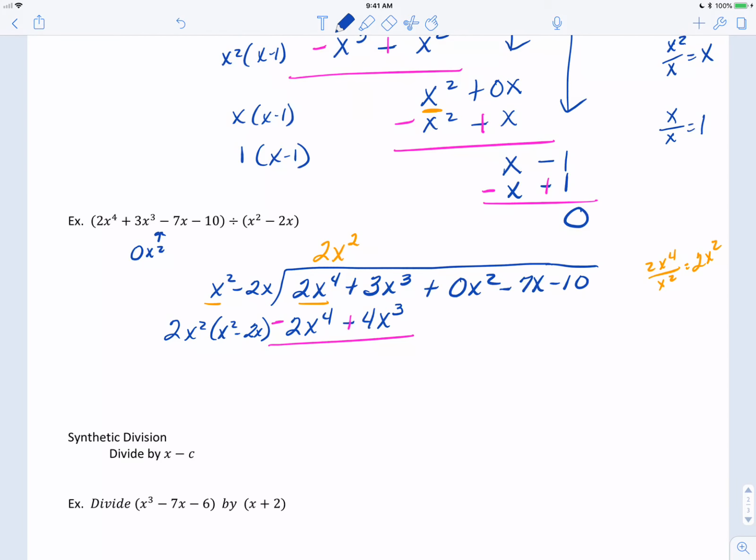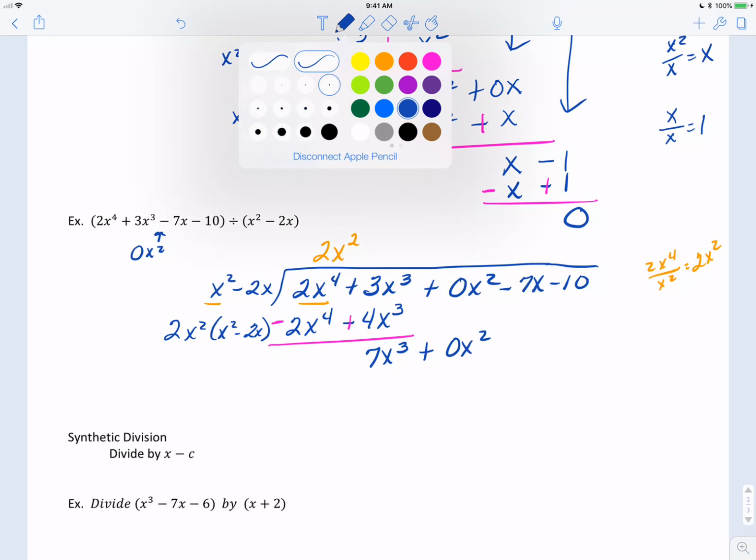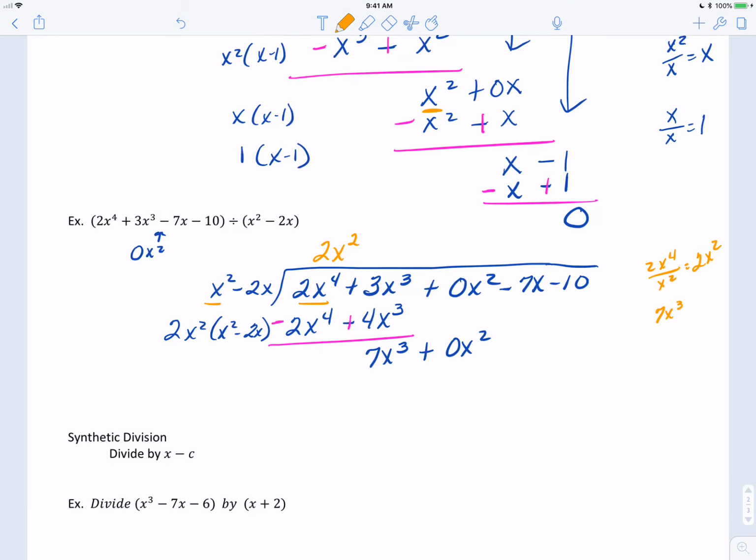That leaves us with 7x cubed, bringing down the next term. So then we have the 7x cubed, x squared. Trying to match those is 7x. So then we multiply. That's 7x cubed minus 14x squared. Change our signs, draw the line.